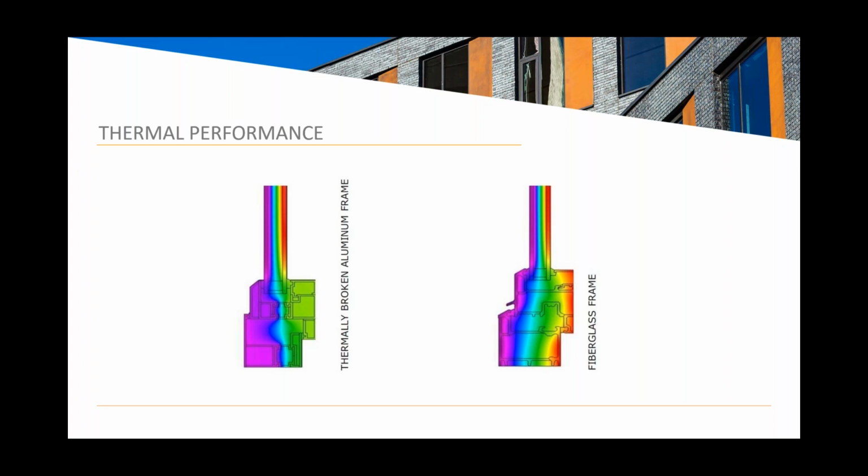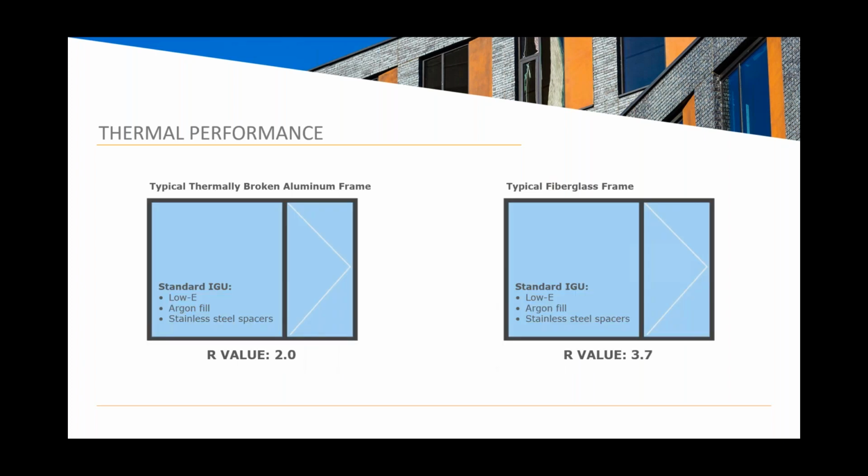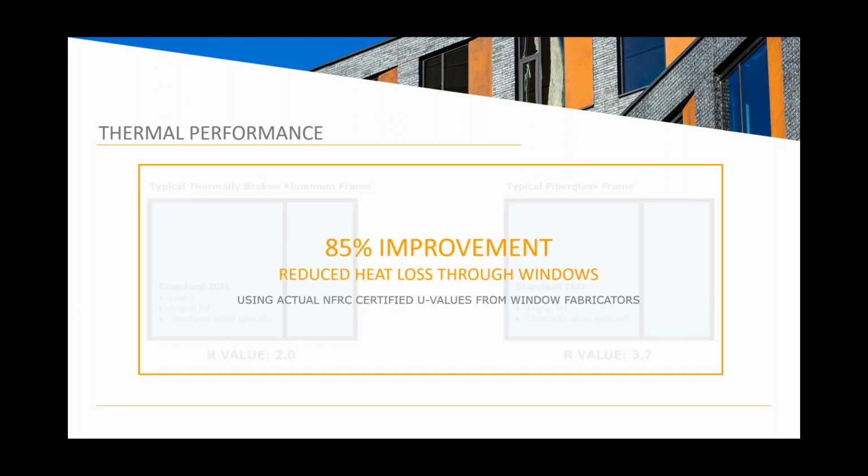And you can see that the frame is making a huge difference. The fiberglass frame just moving that heat loss out. And so that's really what's responsible for higher performance, is the frame. And if we look at a punched window, typical versus typical double glazing, you've got about an 85% improvement.